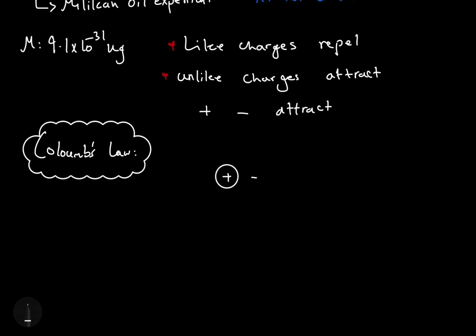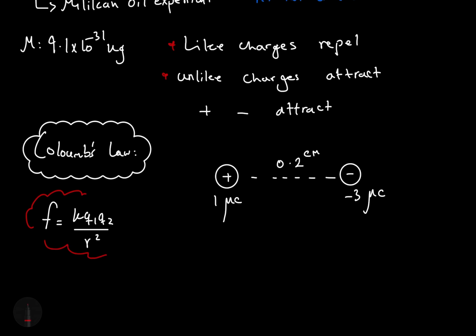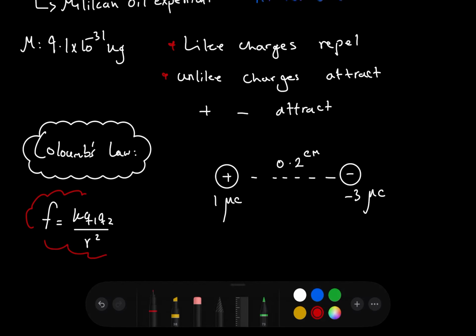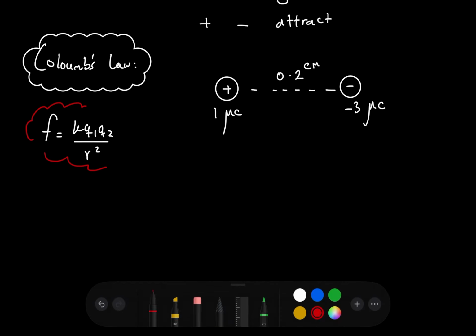So if we have a positive charge here that's at a specific distance to another negative charge, if the first charge has a value of 1 microcoulomb and the second one has a value of negative 3 microcoulombs, and the distance between them is 0.2 centimeters, we can calculate the force that is going to be applied from one charge onto the other by the equation F equals k Q1 times Q2 over r squared. So this is a fairly simple equation. It's similar to Newton's law of gravitation. In fact, it's very similar, because that one is also F equals G M1 times M2 over r squared.